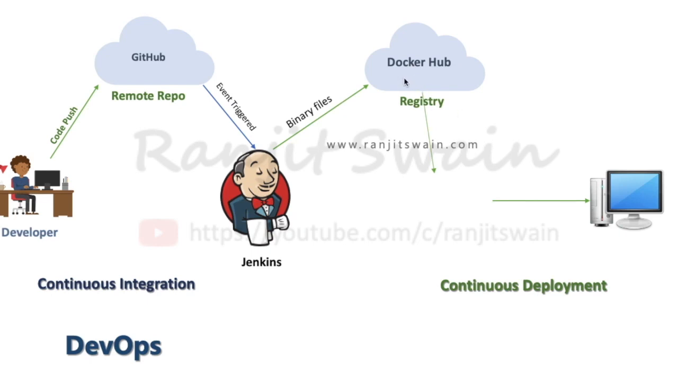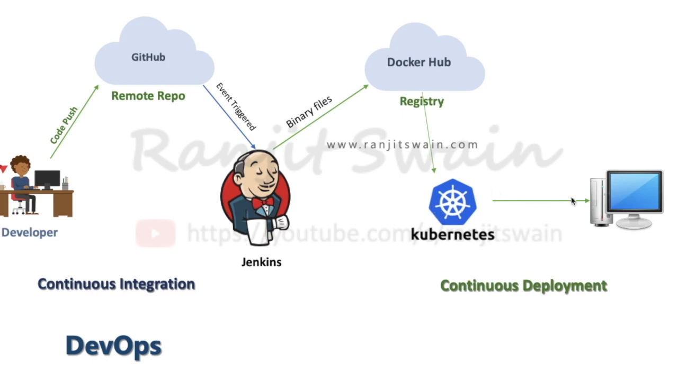From Docker Hub, you can see Kubernetes. What happens here? From Docker Hub, Kubernetes is used to orchestrate your applications, your containers, and deploy into the staging or production environment.